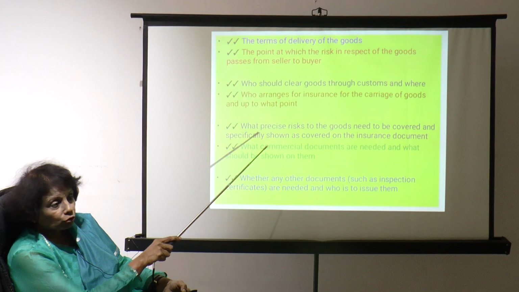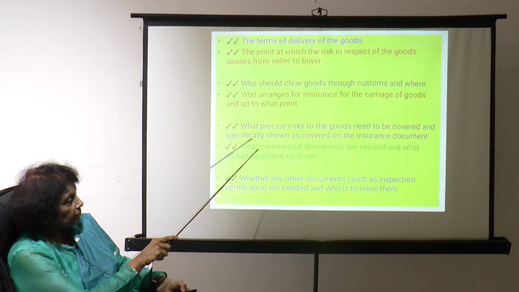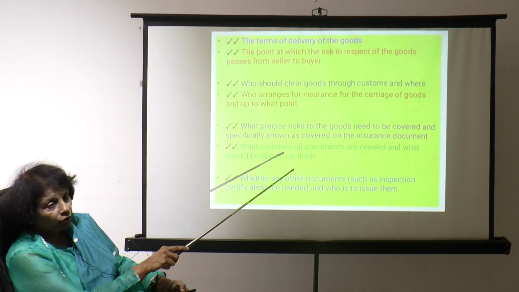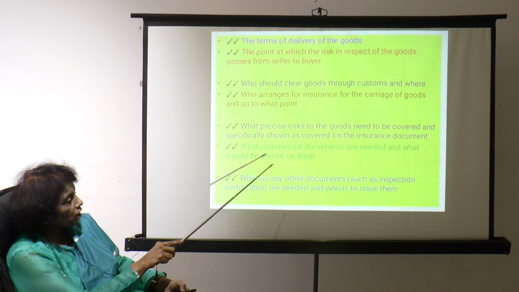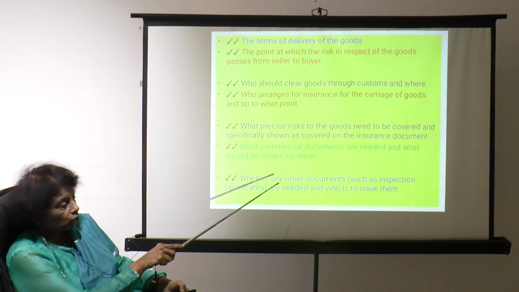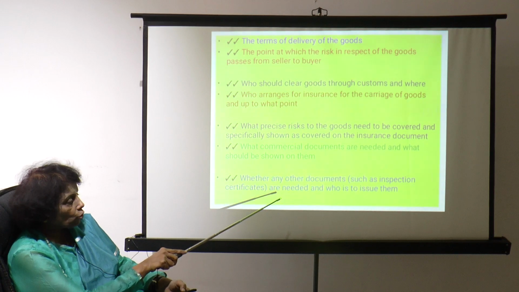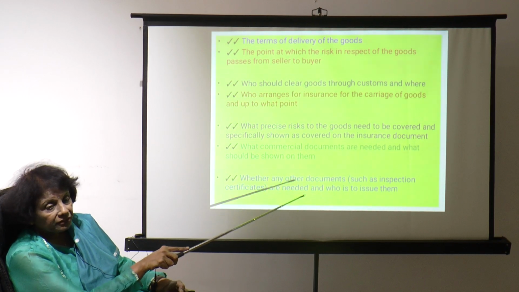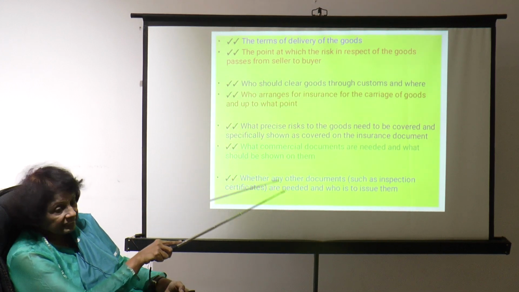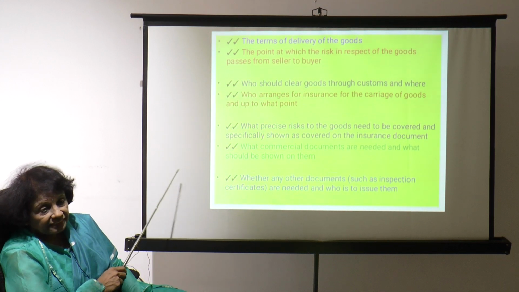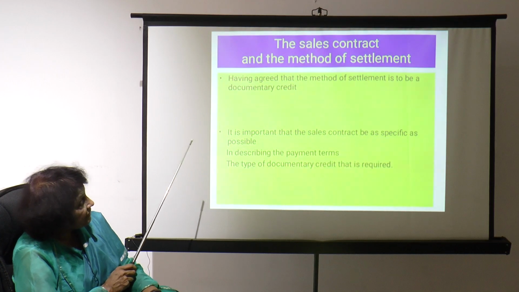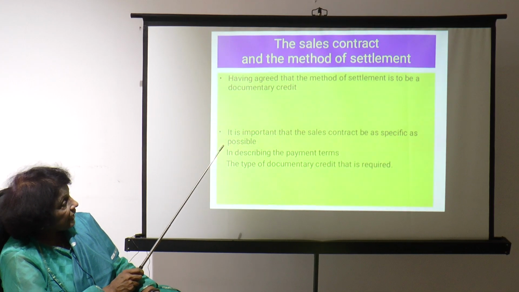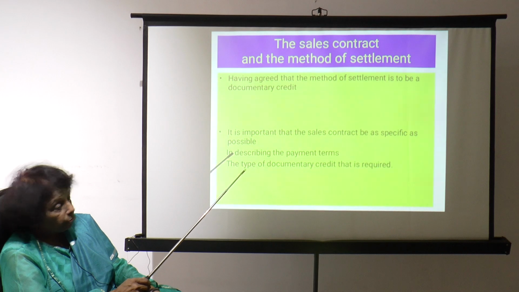What precise risks to the goods need to be covered, specifically shown as covered on the insurance document. What commercial documents are needed, what should be shown on them. Whether any other document such as inspection certificates are needed, who is to issue them. All these have to be discussed in a sales contract. Then, the sales contract having been agreed, the method of settlement is also important.